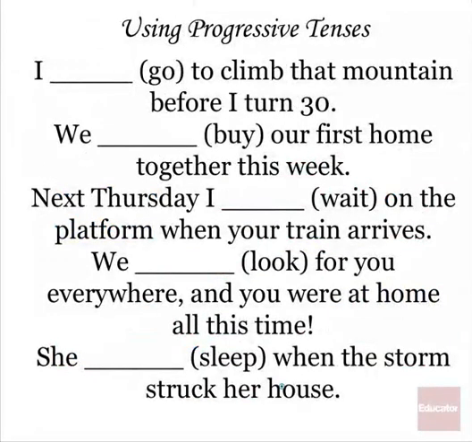All right, see if you can figure out the correct progressive tense for each of these blanks. I, some form of go, to climb that mountain before I turn 30. We, some form of buy, our first home together this week. Next Thursday, I, some form of wait, on the platform when your train arrives. We, some form of look for you everywhere and you were at home all this time. And she, some form of sleep, when the storm struck her house. Take a good look. Pause the video if you need to.